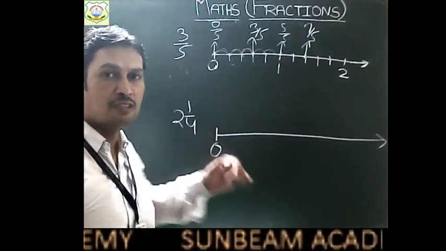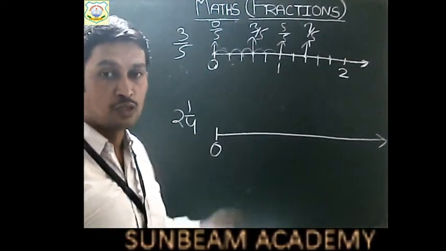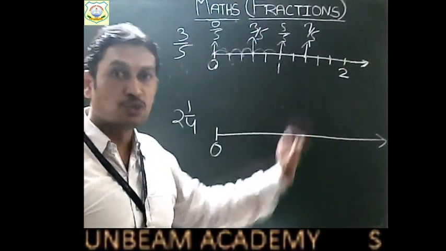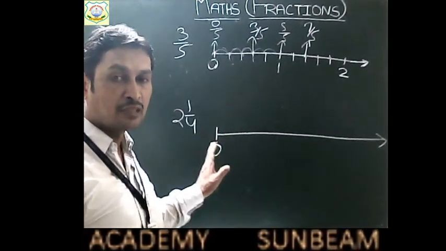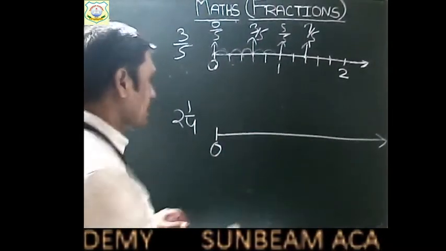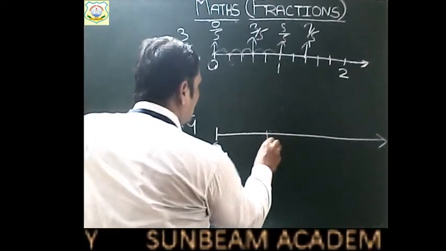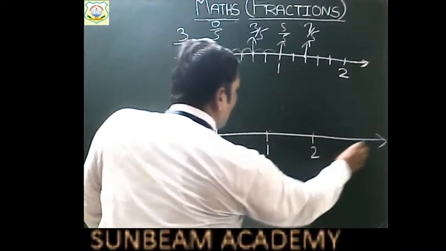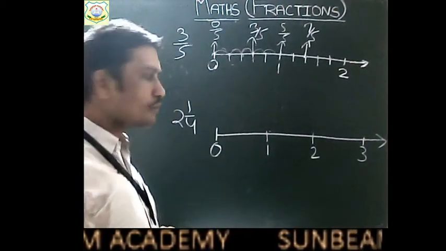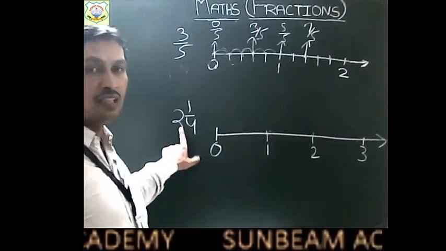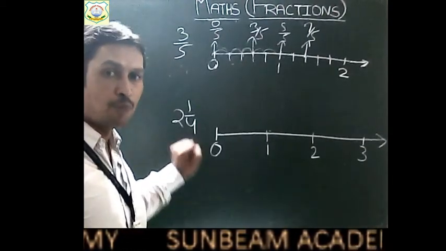So 2 plus something will be greater than 2. Okay. So this fraction will lie after 2. It will lie between 2 and 3. It is greater than 2 and less than 3. Okay. So 1, then 2 and 3 and so on. Right? Now, firstly, children, convert this fraction into an improper fraction.